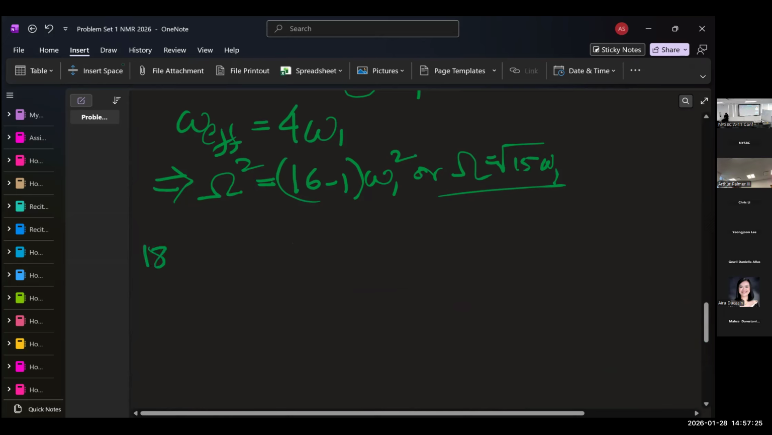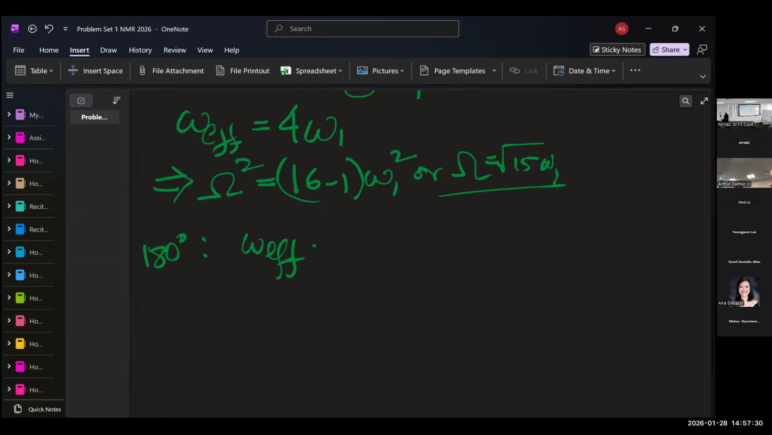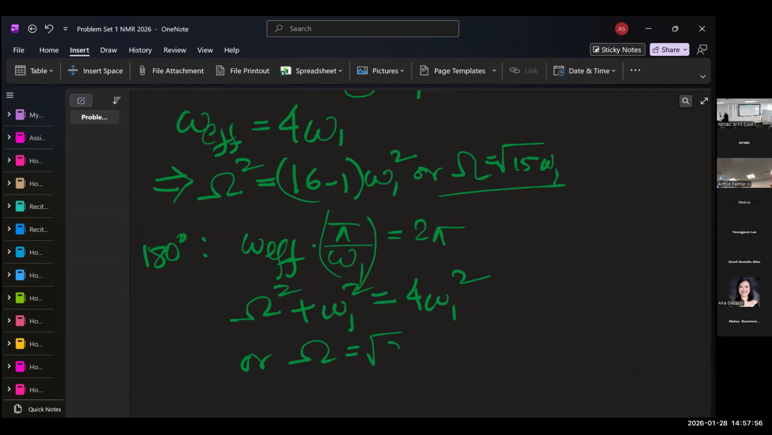So for a 180-degree pulse, pi over omega 1 is the duration of that 180-degree pulse. And in that duration, the magnetization which has an offset performs the full 360 rotation. Does this make sense?